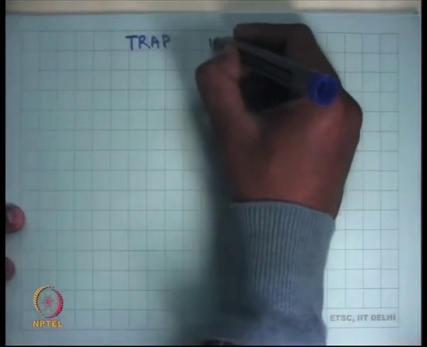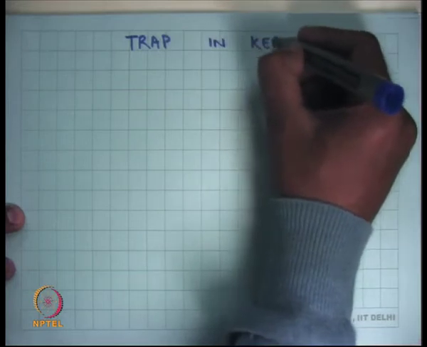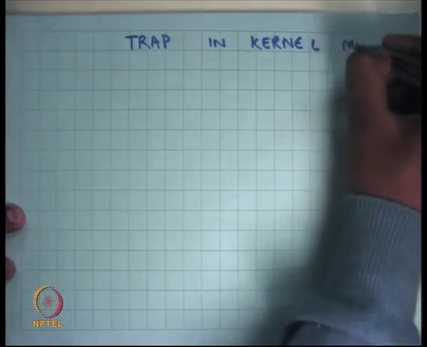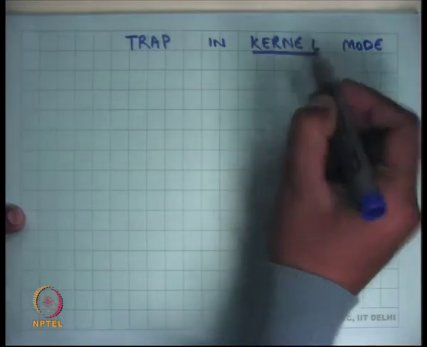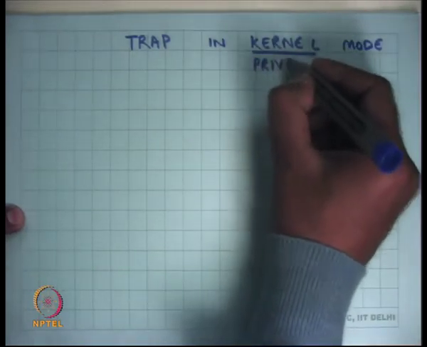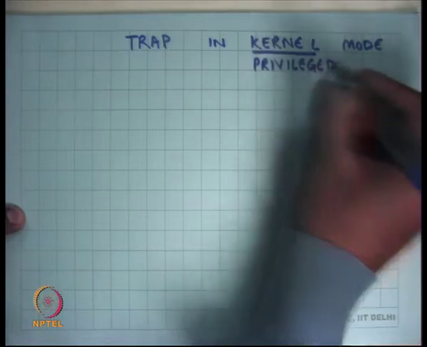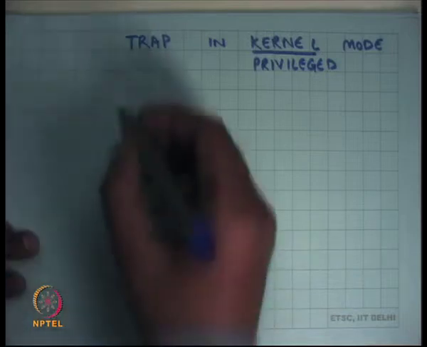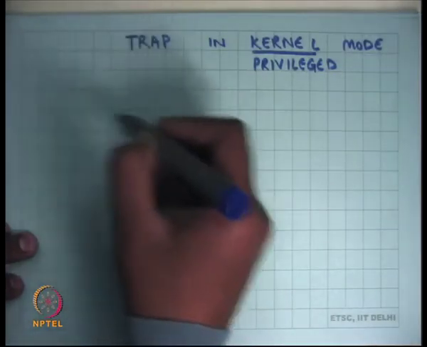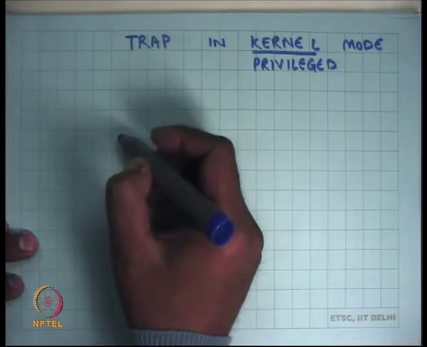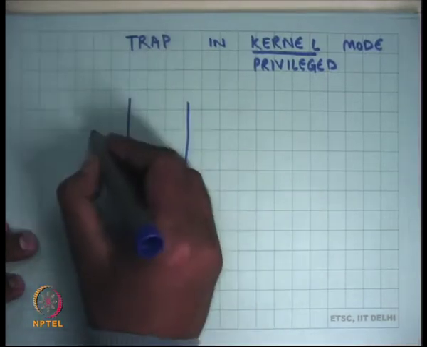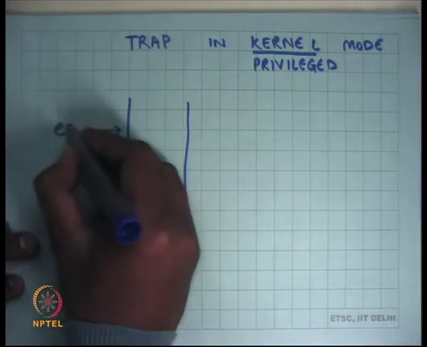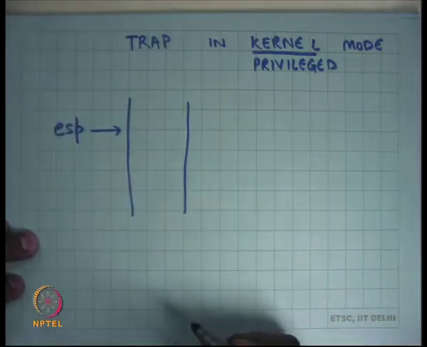So let's say I get a trap in kernel mode. Kernel, or you can also say privileged mode. Right? So I'm going to use privileged, unprivileged, or kernel, user, same thing. Right? So kernel mode is privileged mode, and user mode is unprivileged mode. So what happens is, let's say I was executing and a trap occurred. So what will happen is, let's say this was the value of my stack pointer.